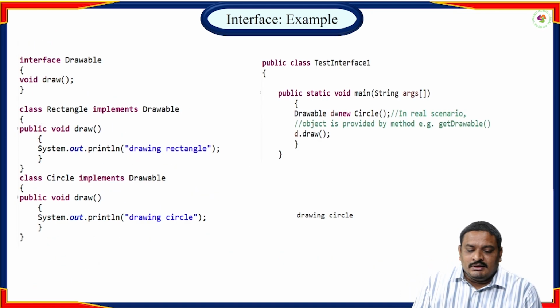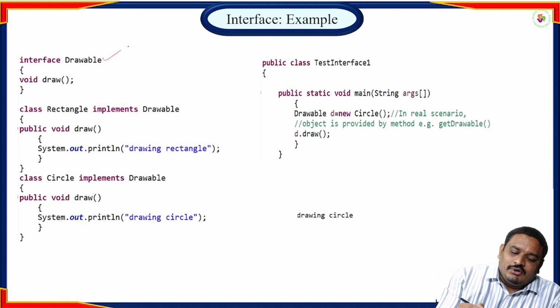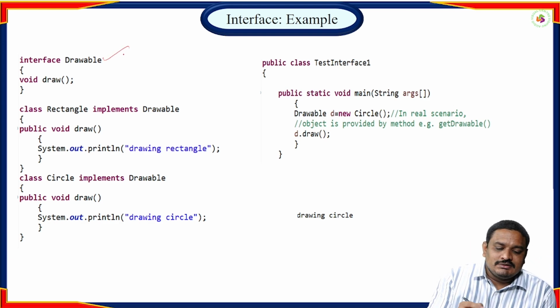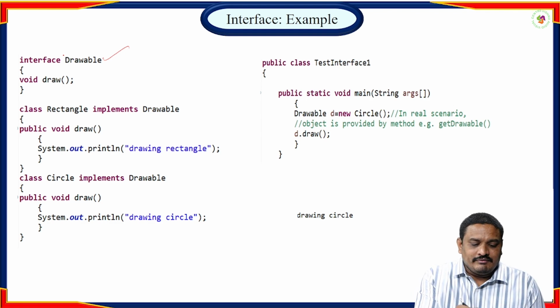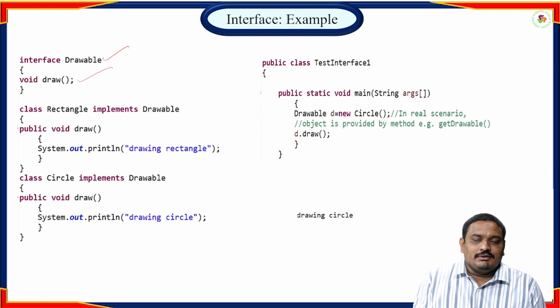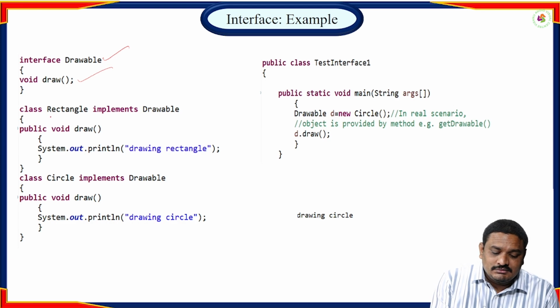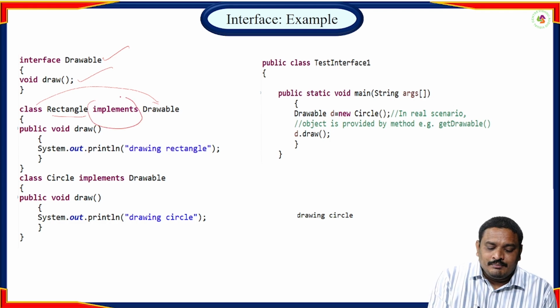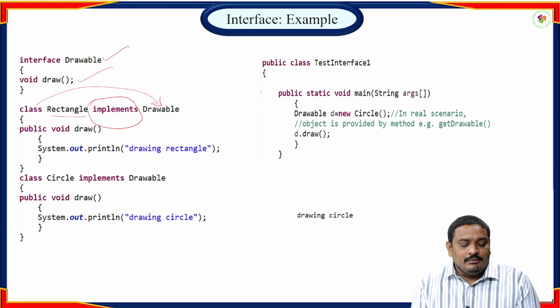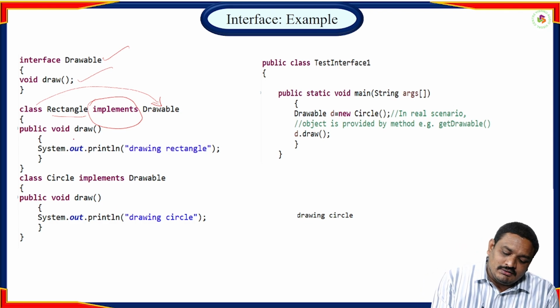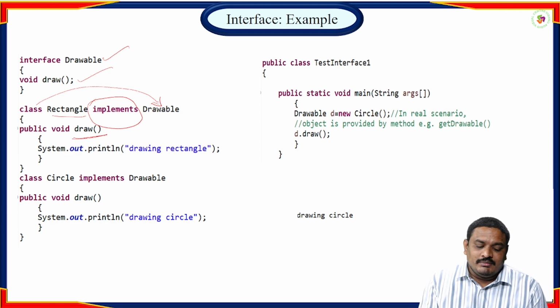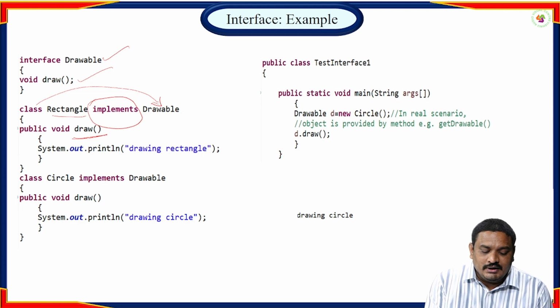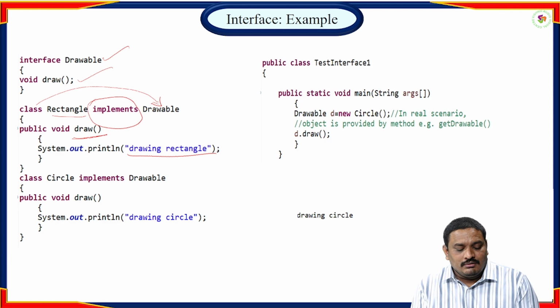See another example. Here, this is also an interface. How to create it: interface name and one method. That is the interface. The class name is Rectangle. This class implements the interface by using the implements keyword. We have one method, the draw method. Here System.out.println is the statement in the draw method.